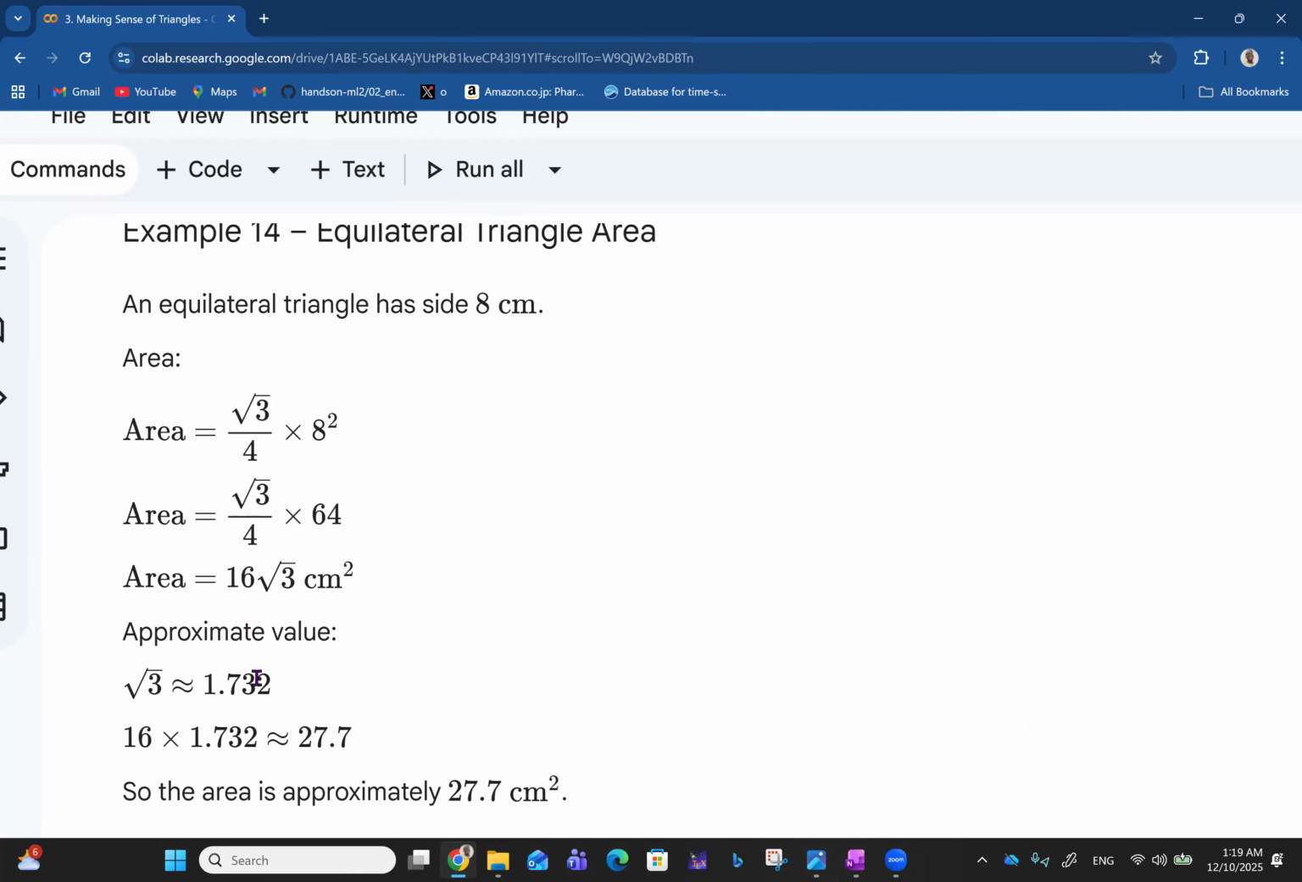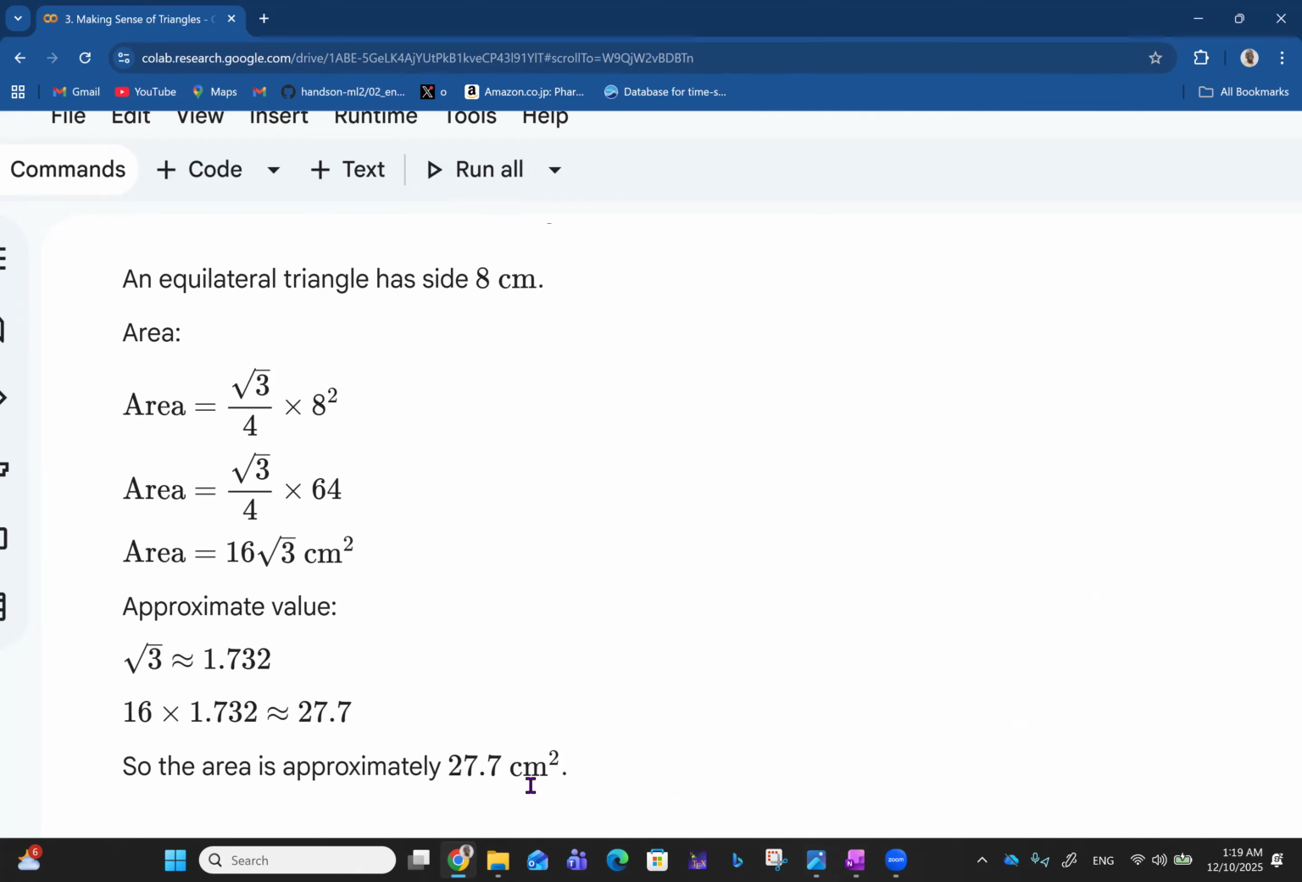So you can punch in your calculator. The approximate value for root 3 is 1.732. 16 times 1.732 is approximately 27.7. So the area is approximately 27.7 cm squared.